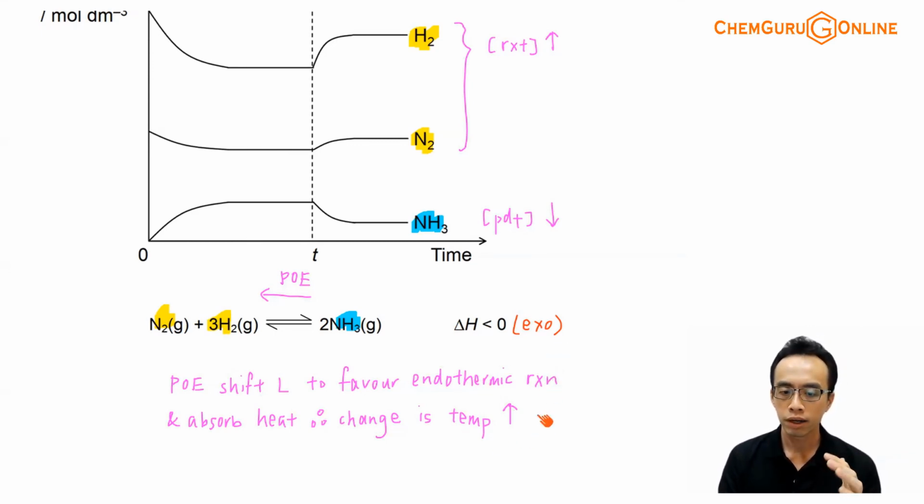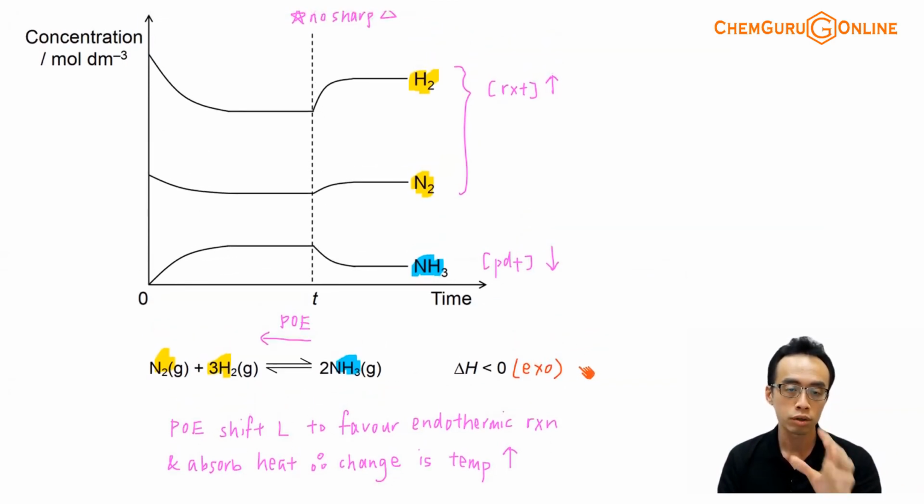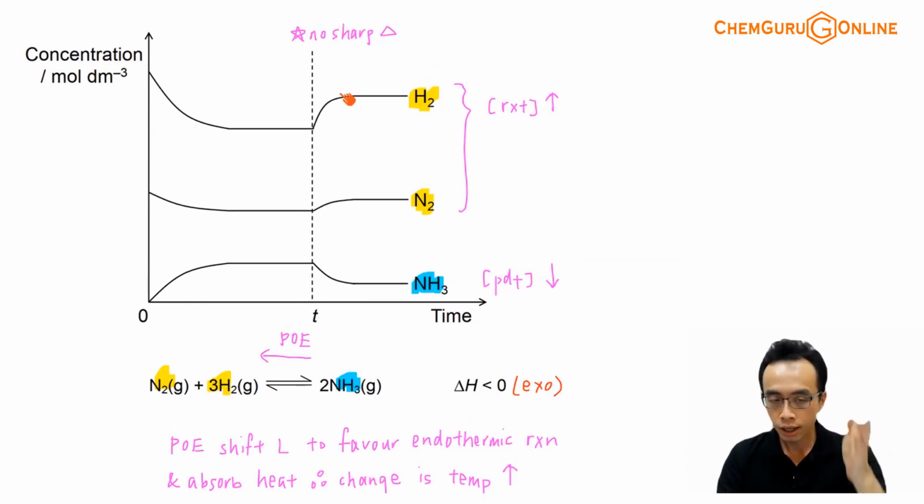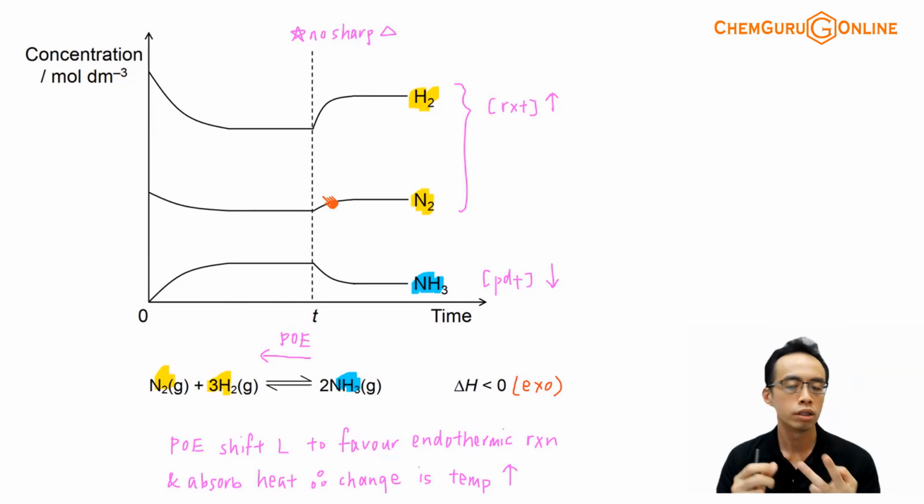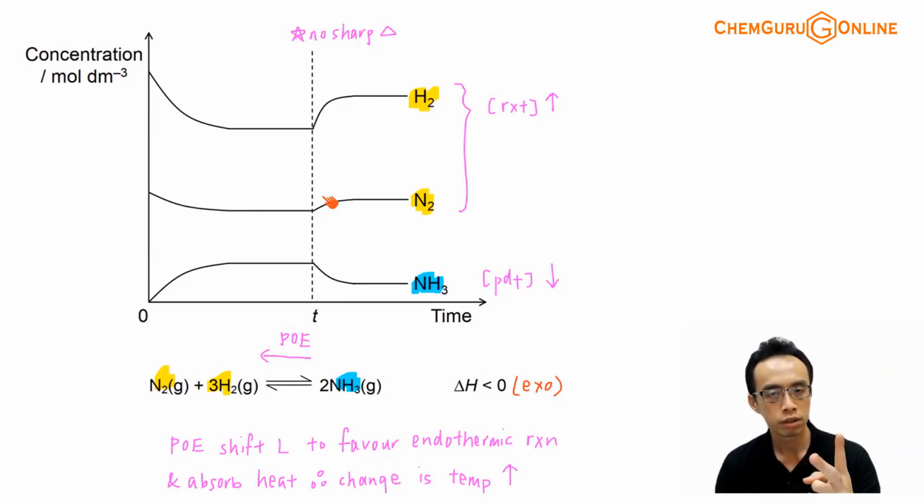Now, some of us might find this a little bit confusing because we are working backwards. Based on the outcome, I work backwards and try to deduce the change in POSE. If it is confusing for you, it's actually quite simple. First, we recognize that at time t there's no sharp change, so it must be a change in temperature, either an increase or a decrease. So there are only two possibilities: temperature goes up, or temperature decreases.